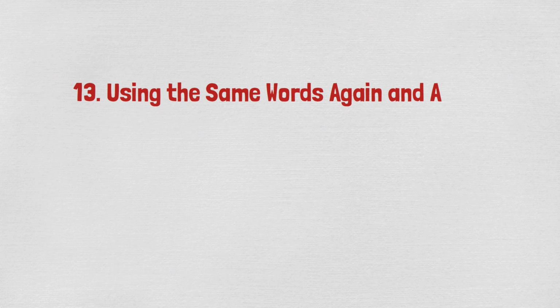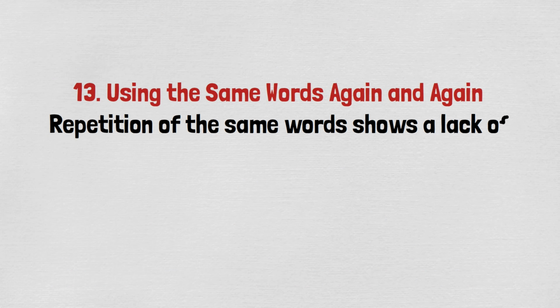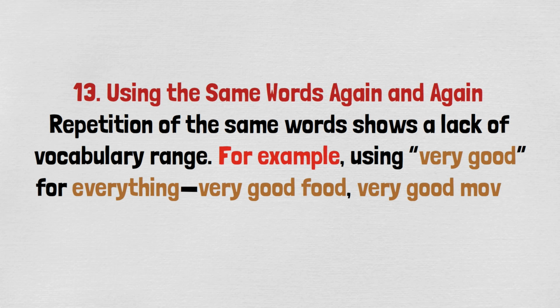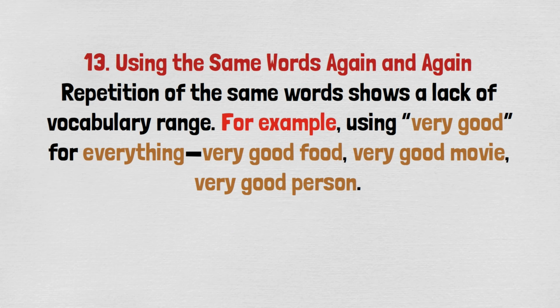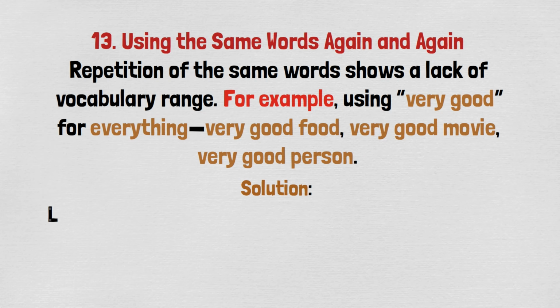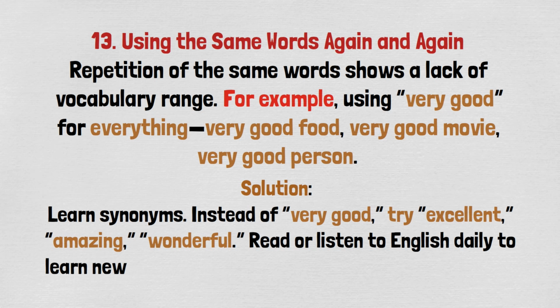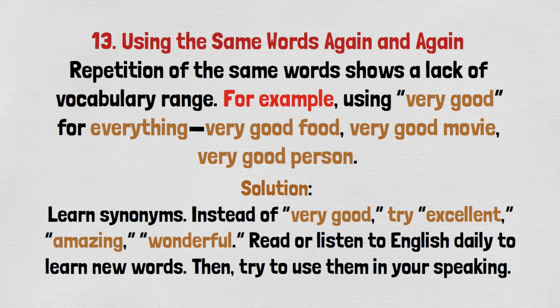13. Using the same words again and again. Repetition of the same words shows a lack of vocabulary range. For example, using "very good" for everything: very good food, very good movie, very good person. Solution: learn synonyms. Instead of "very good," try excellent, amazing, wonderful. Read or listen to English daily to learn new words. Then, try to use them in your speaking.